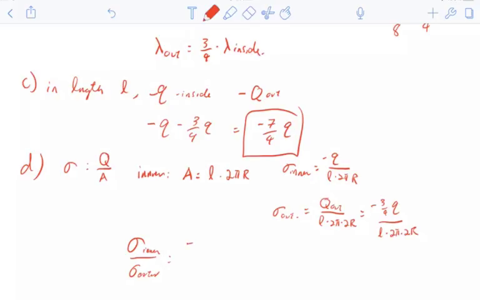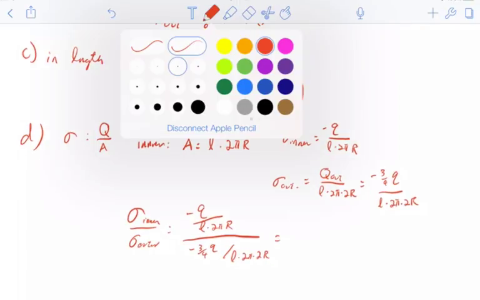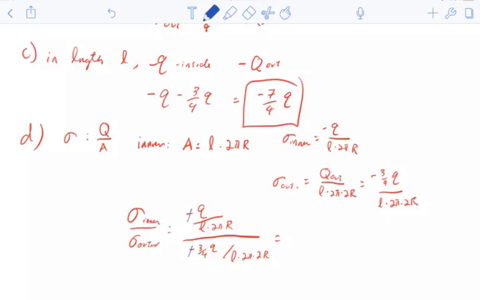Minus q over L times 2 pi big R divided by minus 3 over 4 little q divided by L times 2 pi times 2r. Cancel, cancel, cancel, cancel, cancel. So the answer is going to be 8 over 3. Oh boy, that's satisfying.